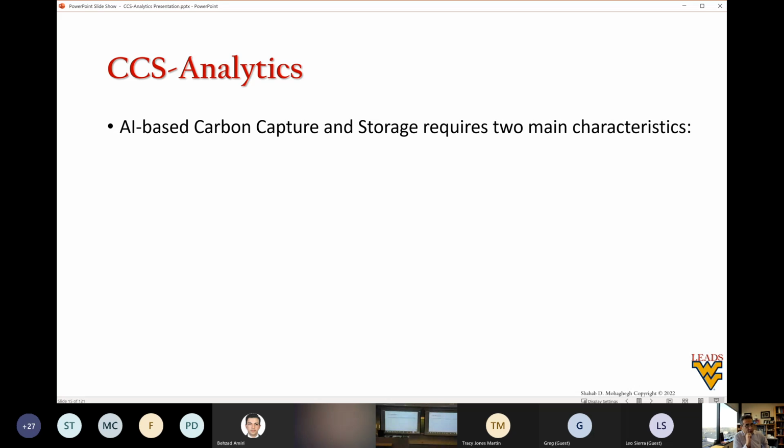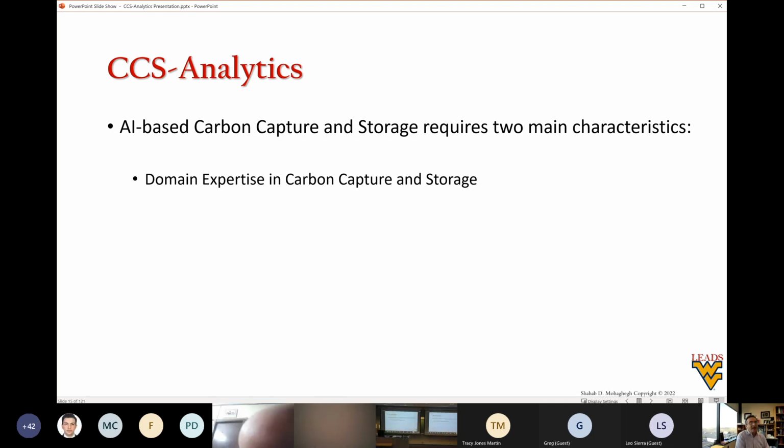AI-based carbon capture and storage requires 2 main characteristics. The first of them is domain expertise in carbon capture and storage. And why am I saying that? This is something I always believed, until I started communicating and interacting with engineers who are very smart, don't get me wrong. However, when they want to do carbon capture, the way they think and the way they work is very, very different from reservoir engineers. And that's why the results they get are quite different from what we do.